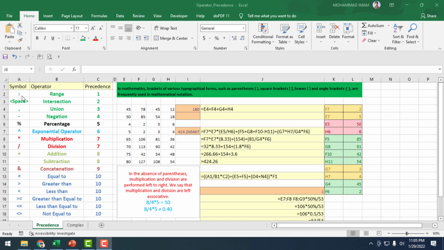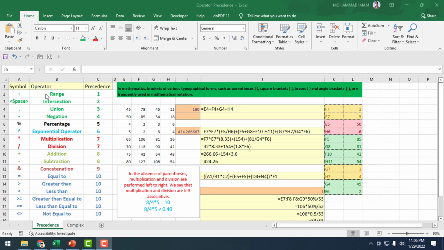First of all, it's the colon, the range operator. It's called range. Our precedence level is 1. Whenever we work, we first complete the colon work. It's called the range work. After that, we'll work on the space. It's called the intersection. Its precedence level is 2. After that, we'll work on the comma. It's called union, whose precedence level is 3.